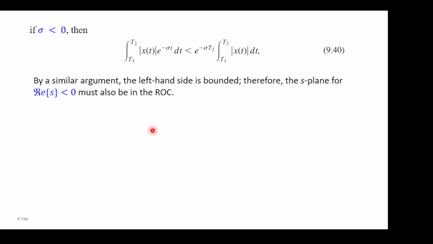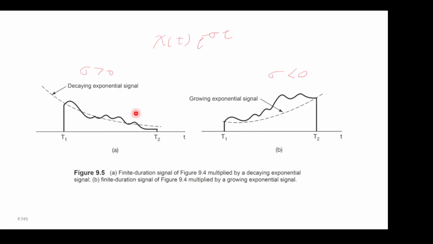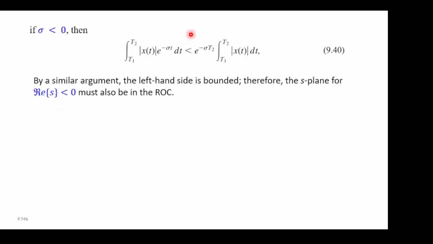And so similarly for sigma less than 0, we have the same argument. Now you have the exponential growing function, and the biggest value is at t equal to t2, but this is also a finite value. So also for every real part of s less than 0, your Fourier transform always converges, and so that point is in your ROC. So we see that every sigma is in your ROC, so your ROC is the whole plane. Any question on this proof?